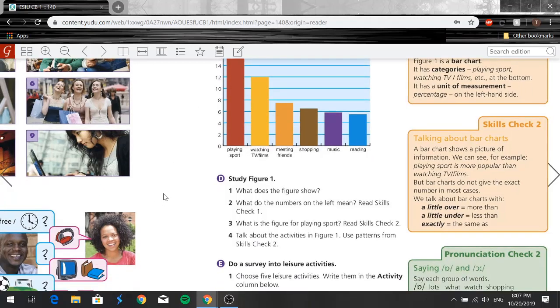Okay. Talk about the activities in figure 1 using patterns from skills check 2. Right, so these are some of the patterns. Now let's talk about some of the activities. So I can probably say meeting friends is a little over shopping, right? Music is a little under shopping. Music and reading are almost exactly the same. They're not the same, but they're almost exactly the same. They're super close to each other. Okay, so these are different ways that you can use to talk about bar charts.